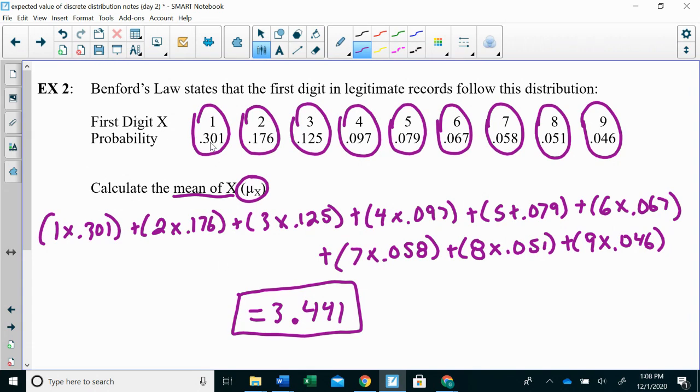So we have the probability of each number. The probability that the first digit is 1 is 0.301. But when we crunch all this together, the expected first digit is 3.441. So about 3 or 4, somewhere in that range, would be the expected first digit. That's what this 3.441 represents. A couple more examples to continue practicing this arithmetic.